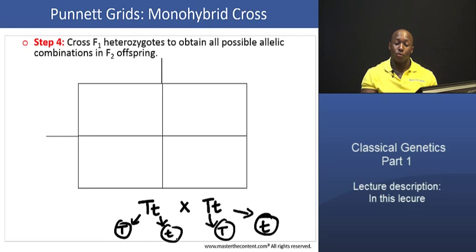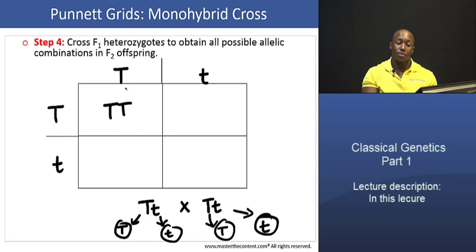So we're going to take those possible gametes and we're going to put, for instance, if we had the male at the top right here, we're going to put the capital T right there and the small t for the recessive allele right there. Similarly, for the female, on the left side of the grid, we're going to put the capital T right there and the small t. So what we're going to do next is simply cross those alleles to get all the different allelic combinations that are possible in the F2 offspring.